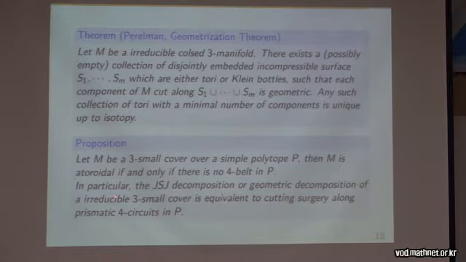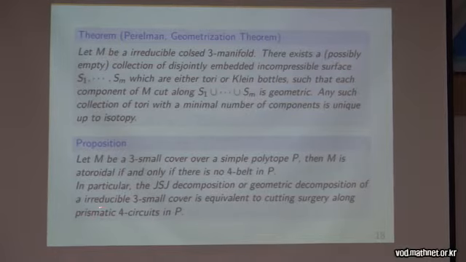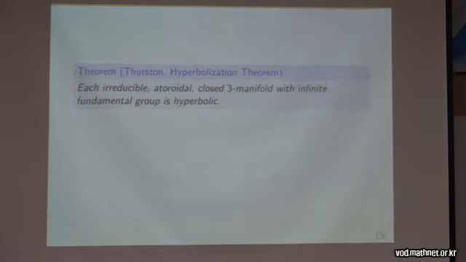Because if it is irreducible, then there is no prismatic three-circuit in P. Then in this case, the four-circuit is equivalent to the four-belt. And we also consider the geometric structure on three-dimensional small covers.